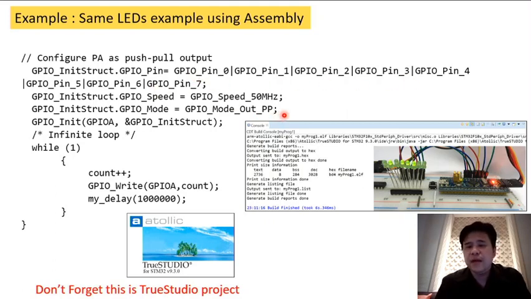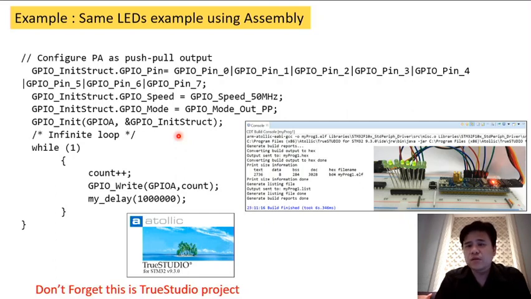Then I just specify by using dot GPIO mode equal to GPIO mode out push pull as shown here. Then finally we do a GPIO initialize, and we pass the GPIO that we would like to initialize, in this case GPIOA, and we pass this variable, but this one is a structure or the class, right? We have to pass the address into this function. And by using this command, you will find out that your GPIOA0 until GPIOA7 are output push pull, and the speed can be up to 50 megahertz.